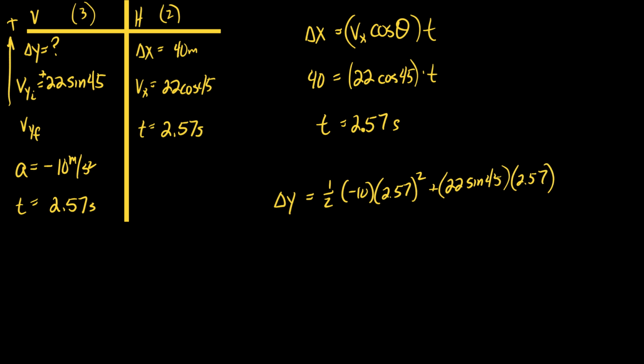Just gotta bust all that out. Now, you guys tend to make mistakes because a lot of the mistakes I see are just you guys rushing or not keeping yourself particularly well organized. So 2.57 squared times 5, that's negative 33.0245 plus, all right, 22 times sine 45 times 2.57 equals 39.9798.